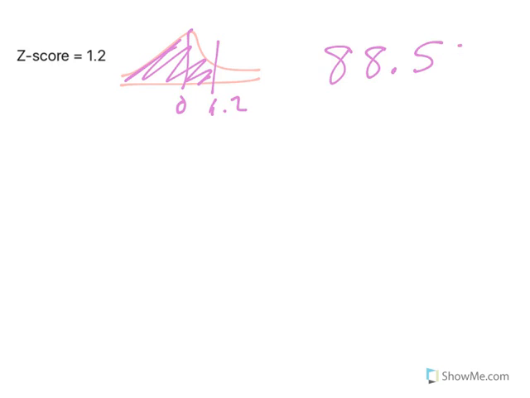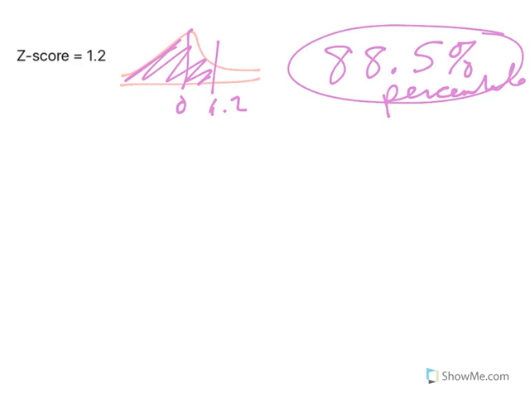Let's do another z-score. 1.2. Well, now when I look at this, 0 is in the middle, so 1.2 is over here. I know that my percentile is going to be bigger than 50%, and I am correct. My percentile to 1 decimal place is 88.5, so that's my percentile.